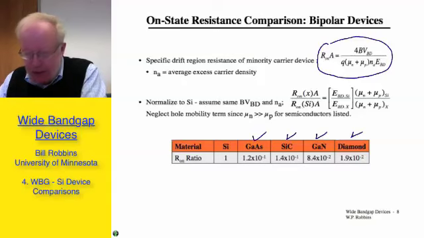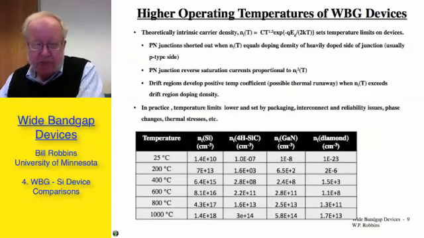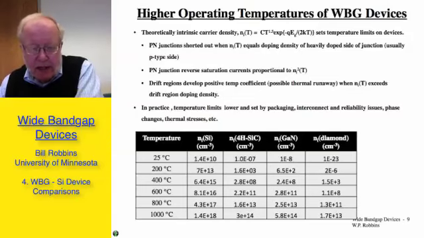The high temperature capability of these materials is another quantity of interest. And what I've done in this slide is computed the intrinsic carrier density over a range of temperatures. I don't expect you to look in great detail at the table, but for example, if you look at an operating temperature of, say, 600 degrees centigrade, the intrinsic carrier density of silicon is almost 10 to the 17th, whereas in silicon carbide it's 10 to the 11th. Similarly for gallium nitride, and for diamond it's about 10 to the 8th.